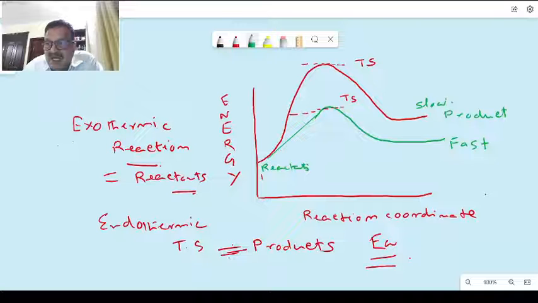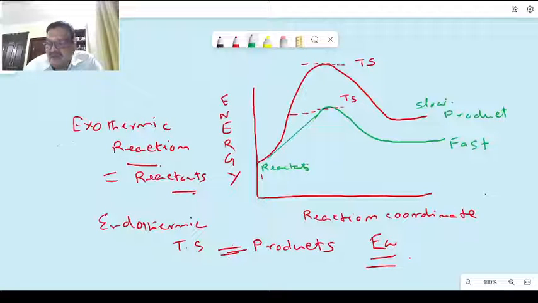In the case of an exothermic reaction, the transition state resembles the reactants more than the products. Therefore, if we lower the energy of the products in the case of an exothermic reaction, it has no effect on the energy of the transition state here. Therefore, the energy of activation is unaffected because there is no lowering of the energy of the transition state here. Therefore, Ea is unaffected.